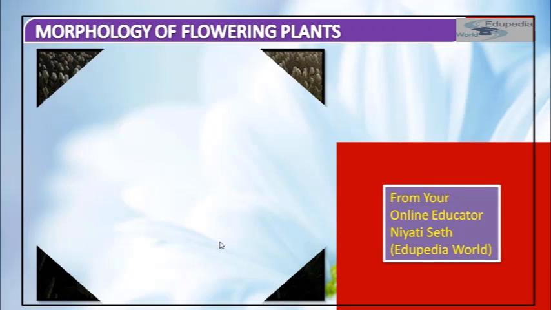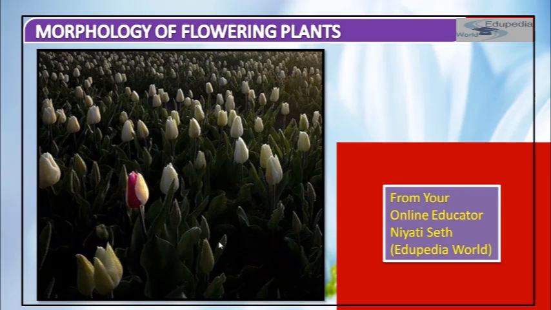So this was all about the dorsiventral leaf, which is also known as the dicotyledonous leaf. In my next section of the presentation, that is the 14th section of the chapter Internal Morphology of Flowering Plants, in that section of the video we will study about the monocotyledonous leaf, which is also known as the isobilateral leaf, students.